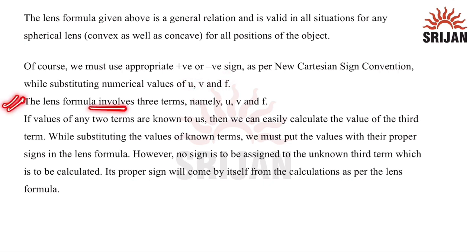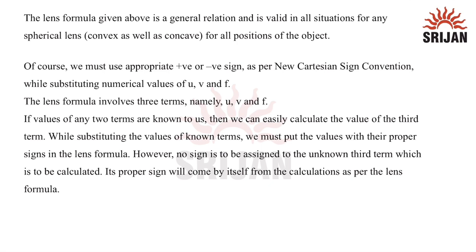Now, the lens formula involves three terms, which is the object distance u, the image distance v, and focal length f. If values of any two terms are known to us, then we can easily calculate the value of the third term. While substituting the value of known terms, we must put the values with their proper sign in the lens formula. However, no sign is to be assigned to an unknown third term, which is to be calculated. Its proper sign will come by itself from the calculations as per the lens formula.